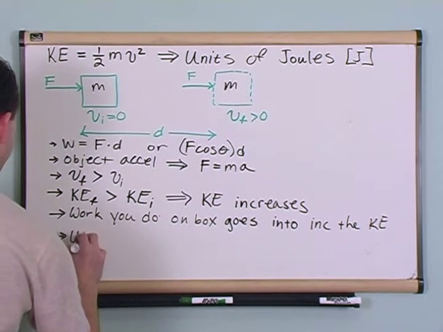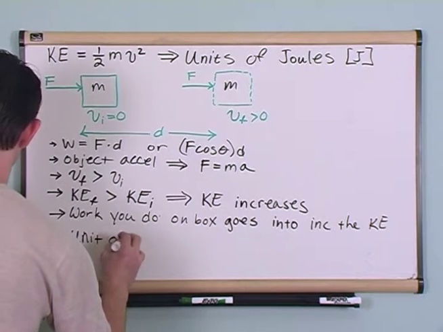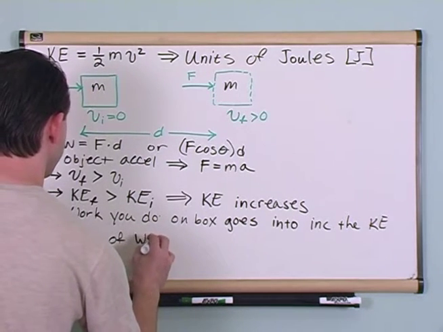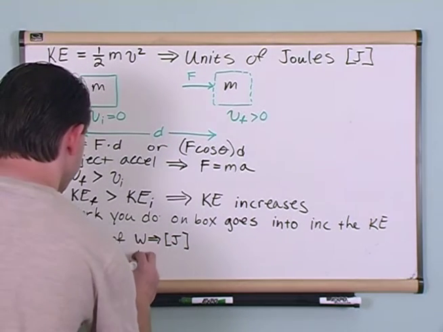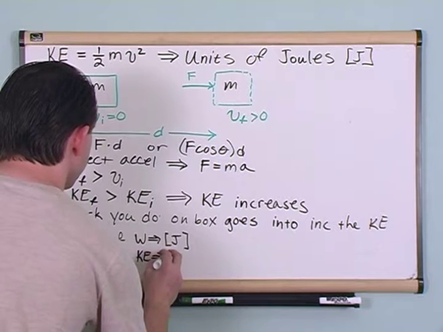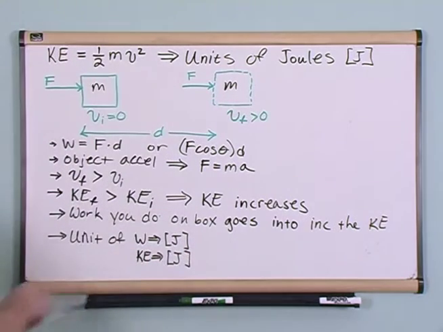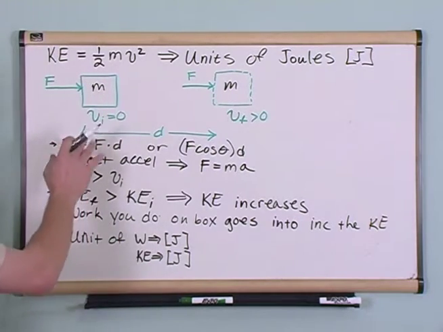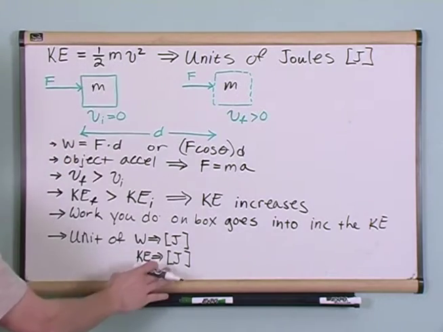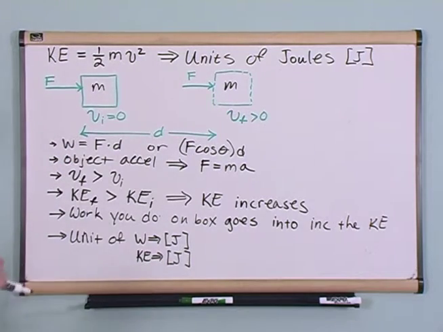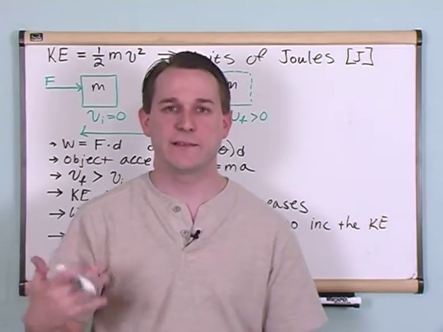The unit of work is joules, and the unit of kinetic energy is also joules. That's why it's important that the two units are the same, and that's exactly why the smart guys that came up with all this stuff hundreds of years ago defined everything this way. When you define work in terms of force times distance and define the unit in joules, and you define the kinetic energy in terms of joules, everything makes sense. You're starting to see some of the elegance of physics here.